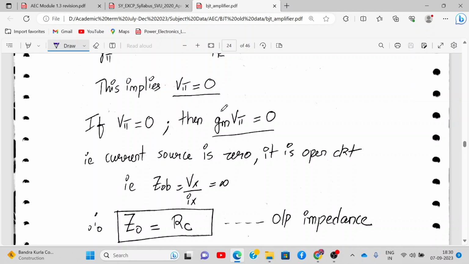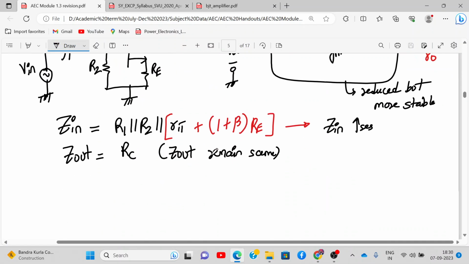Now we will discuss. There are two amplifiers left now: common base amplifier and common collector amplifier. I'll do it parallelly, and then I'll write the results, and then we'll go to the derivations. So draw the common base amplifier.